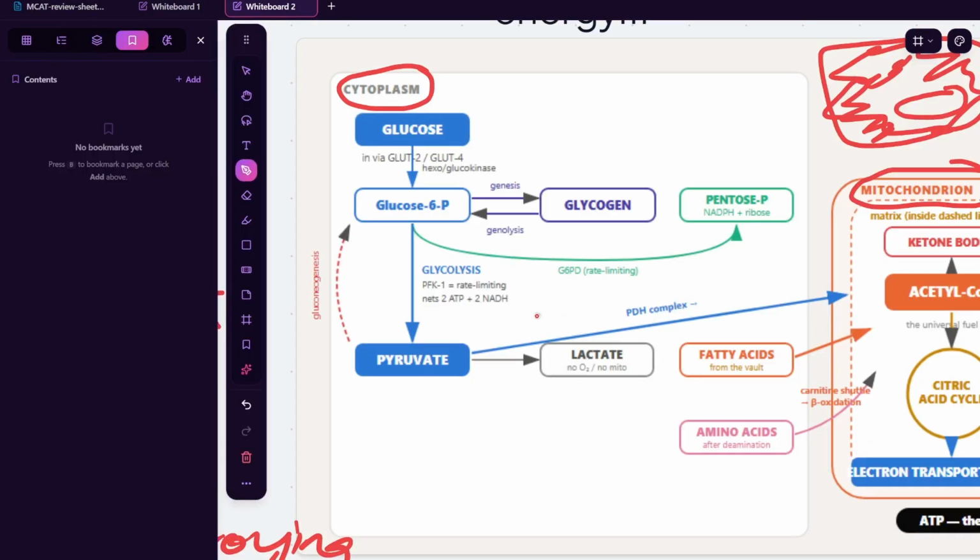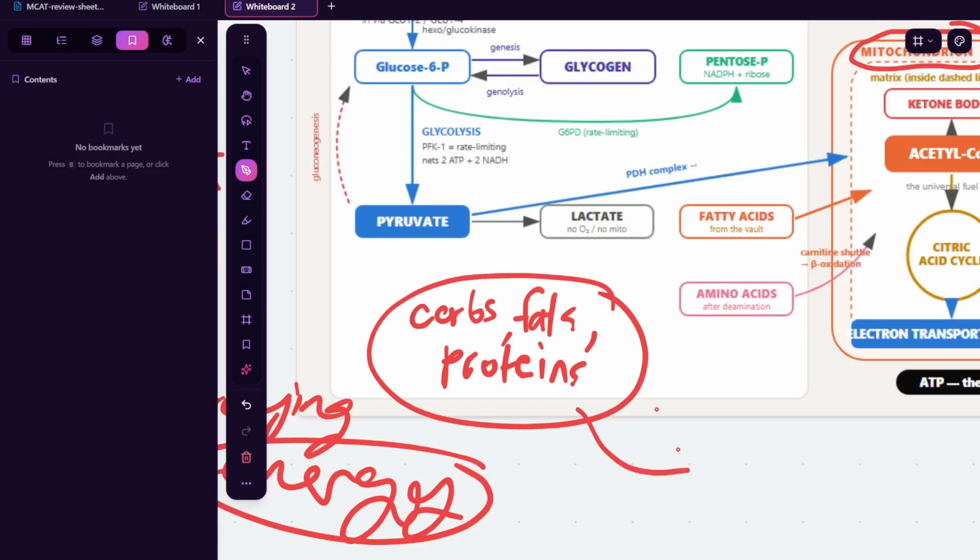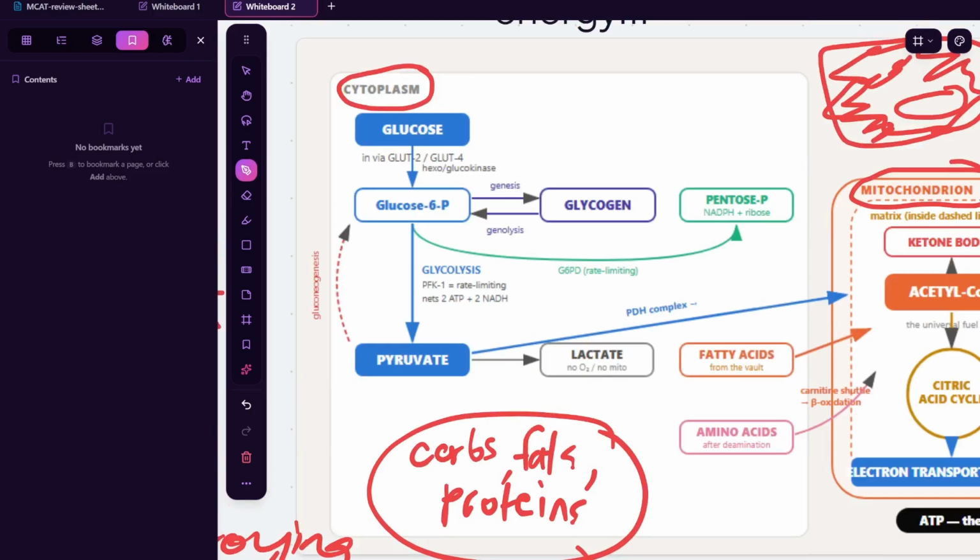All right, so what's important to remember is that carbs, fats, and proteins all lead down to one road. So we know we can get all these macromolecules from our food, right? And so they all lead down to one road, and that is acetyl-CoA. It all leads down to acetyl-CoA.